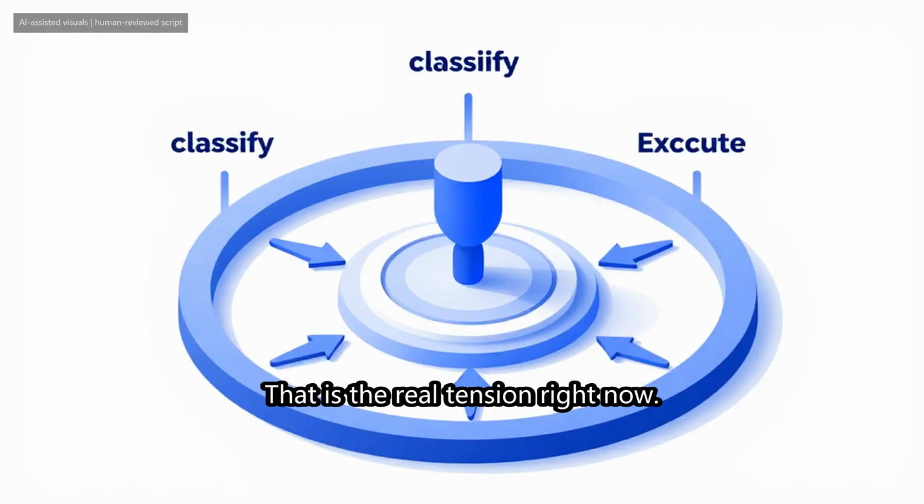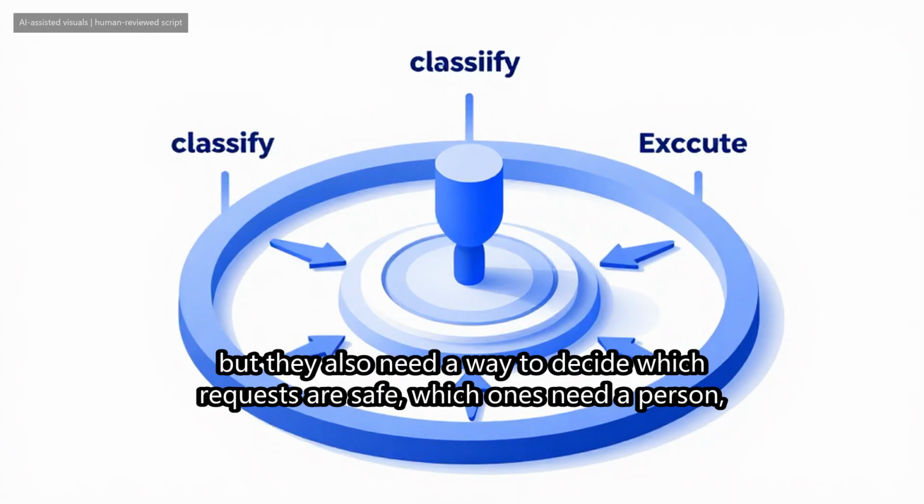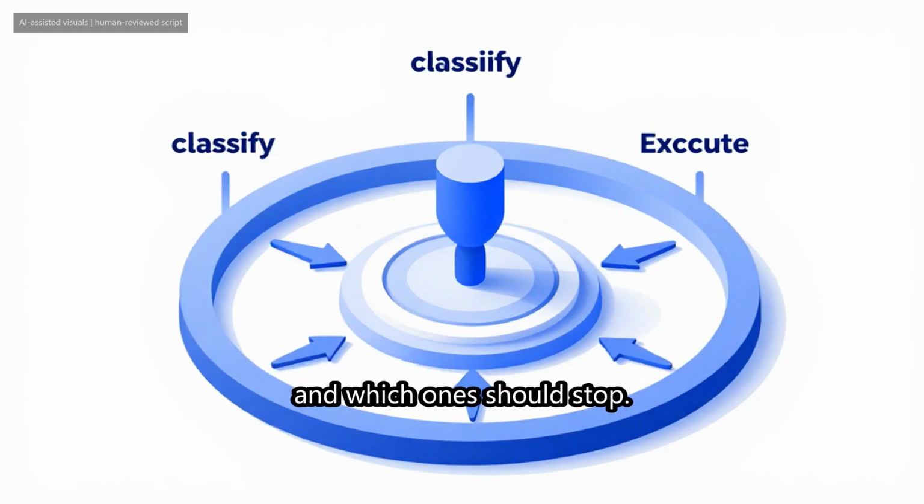That is the real tension right now. Teams want agents that can do useful work, but they also need a way to decide which requests are safe, which ones need a person, and which ones should stop.